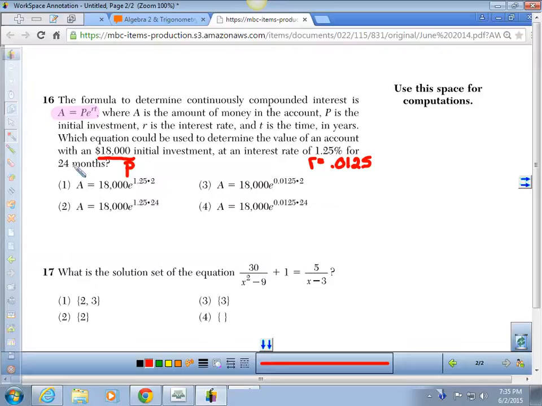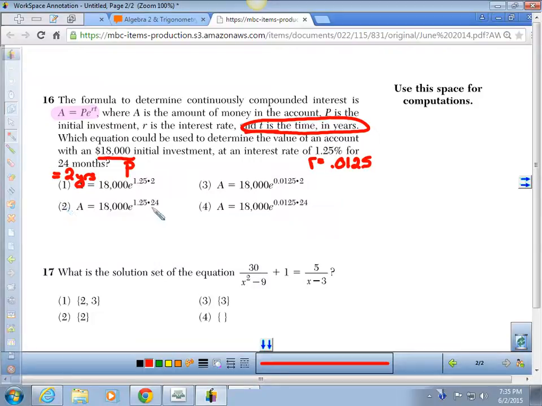Now careful here, folks. This is a reading question again. T is the time in years. Well, they've given me months. 24 months is 2 years. 2 years.